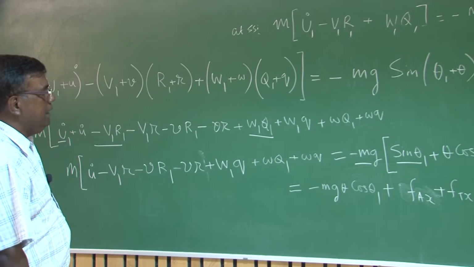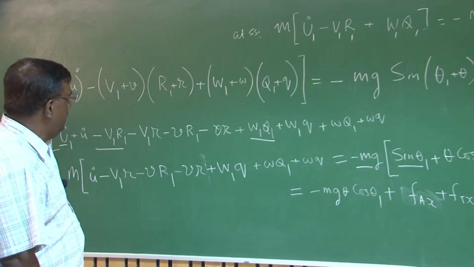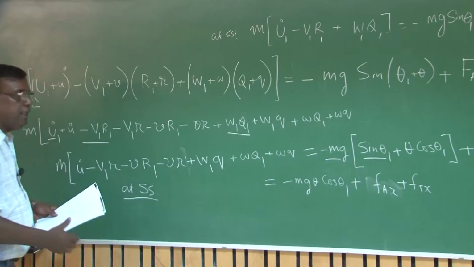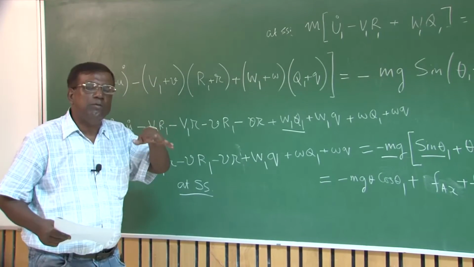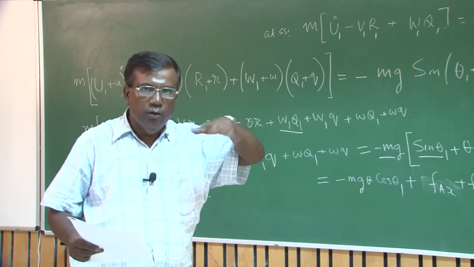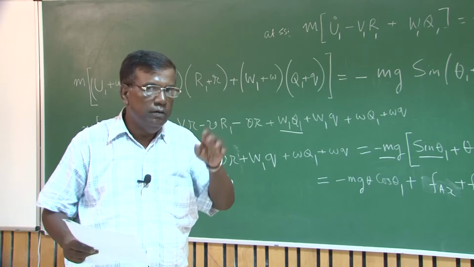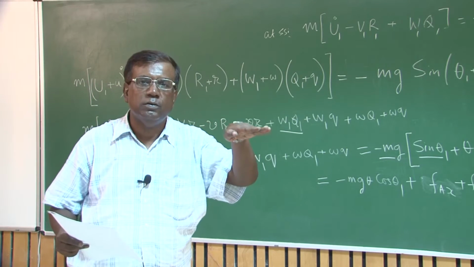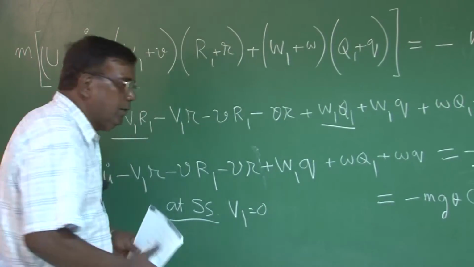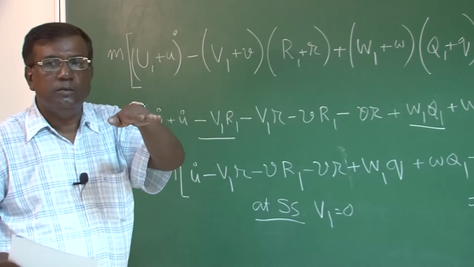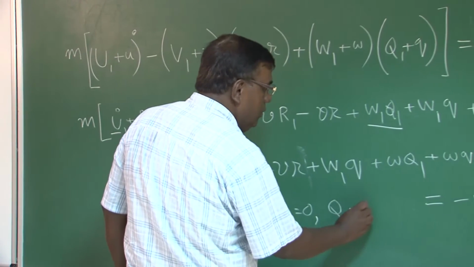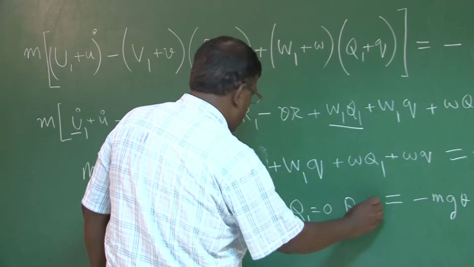Also, I take a case where I write that at steady state, what was our steady state? Level flight is like this. So what is the value of R1? Was there any yaw rate? No. Was there any pitch rate? No. So was there any value of R1? No. Was there any value of Q1? No. Because it's going like this, cruise. That is our steady state. So at steady state I can write V1 equal to 0, because I am flying like this, no side velocity compared to the forward velocity. Similarly, I am writing Q1 equal to 0, and somewhere I put R1 equal to 0.